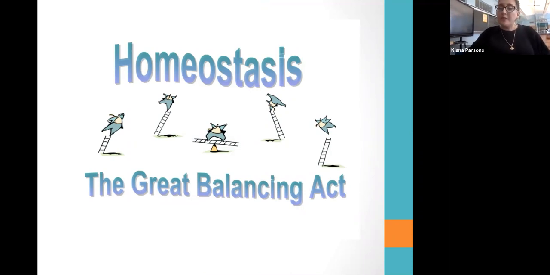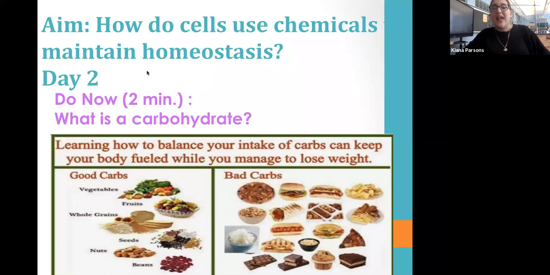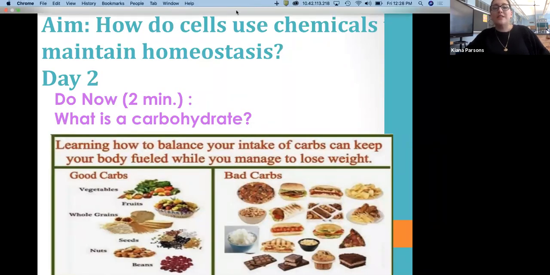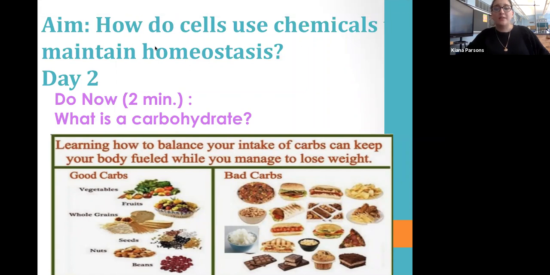Not only do humans maintain homeostasis, but all living organisms, including cells themselves, maintain this important state of homeostasis. And today we're going to be talking about how our cells use chemicals to maintain this state of homeostasis. So what is a carbohydrate?